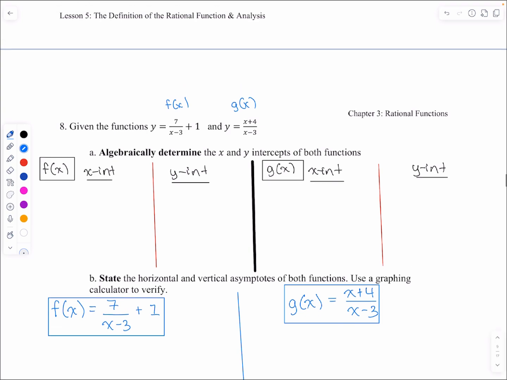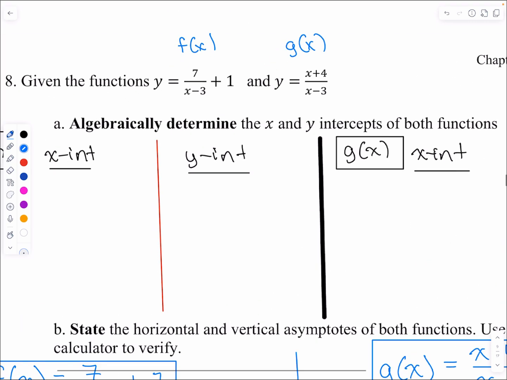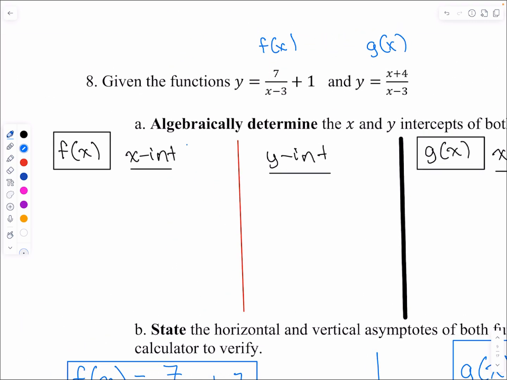So the first step is saying algebraically determine the x and y intercepts of both functions. I've kind of set this up already here on the left. I'm just going to start with the function f of x and the x-intercept. We know that for the x-intercept, the y value is going to be equal to 0. So we're going to take that function and go 0 equals 7 over x minus 3 plus 1. And then we're just going to work our way until we can get something that says x equals.